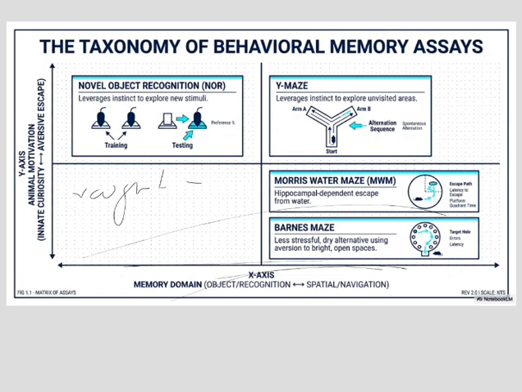Selection of the appropriate test depends on the target brain regions, disease model, age of animals, stress sensitivity, motor performance, and duration of memory being tested. No single assay can measure all the aspects of cognition, which is why multiple paradigms are often combined in experimental neuroscience.